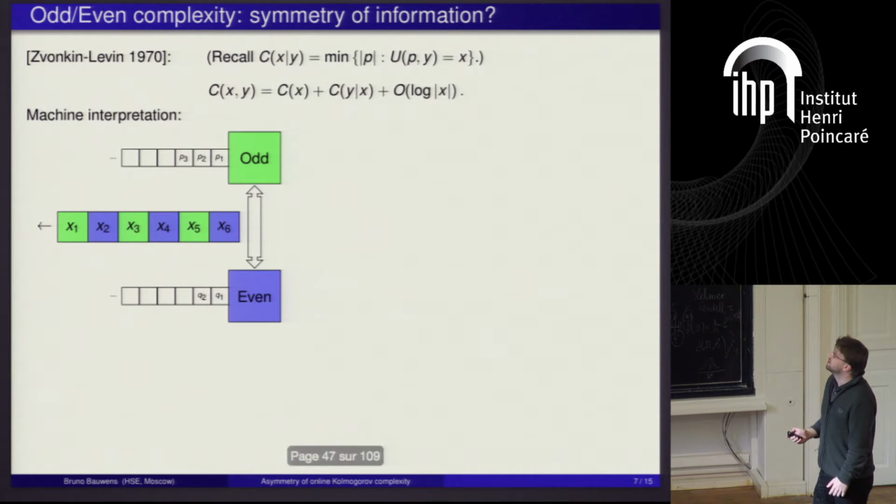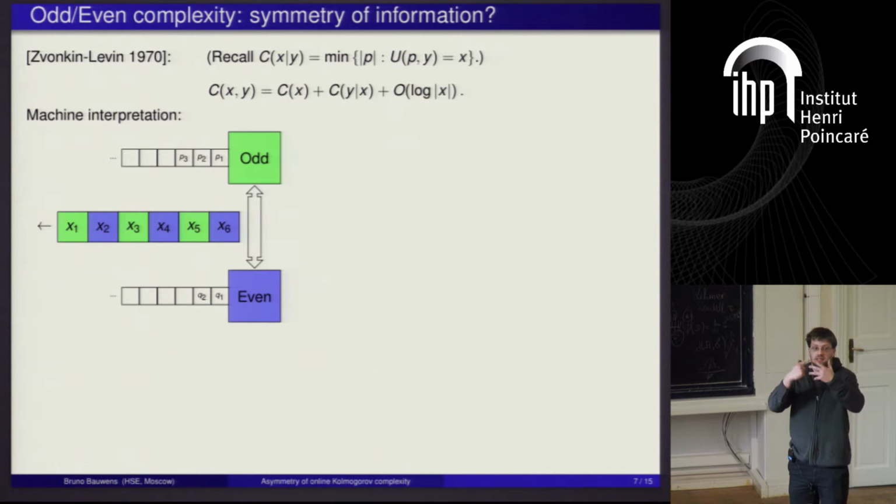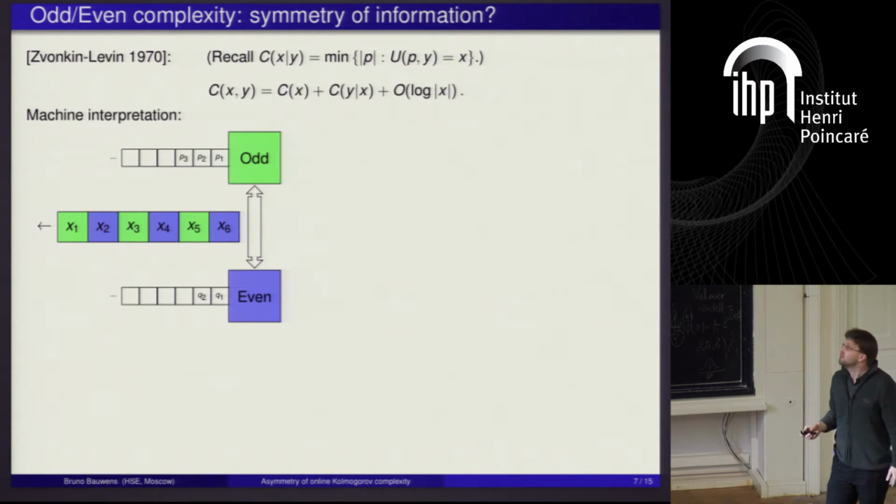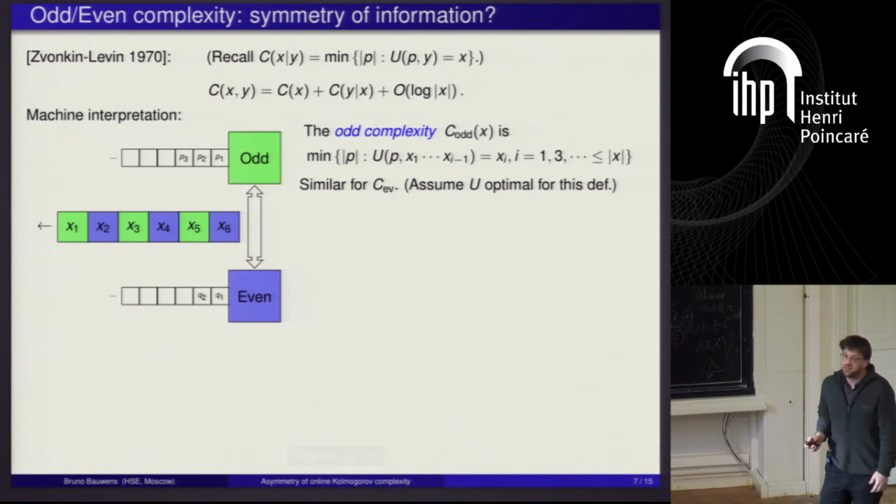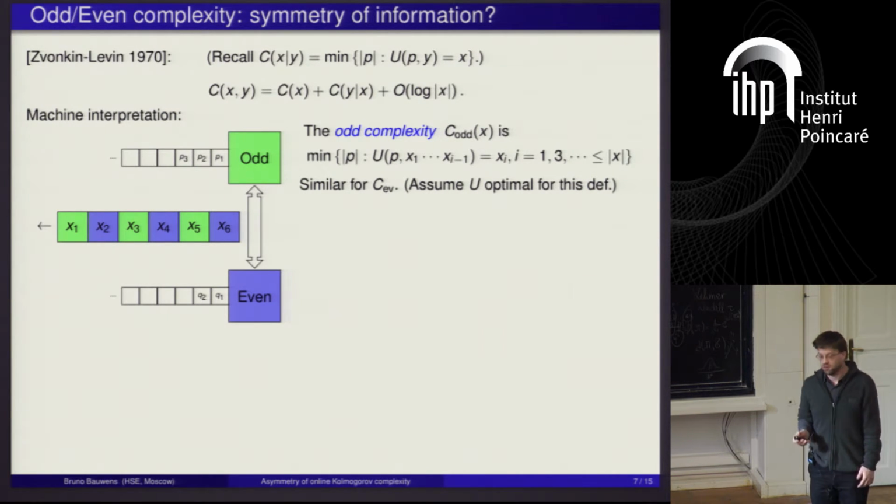But what happens when we break into smaller pieces? Do we still have that the sum of the lengths of these programs is equal to the complexity of the whole string? So let us first investigate some properties of online Kolmogorov complexity.